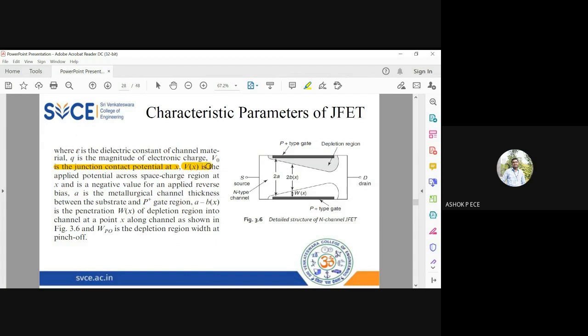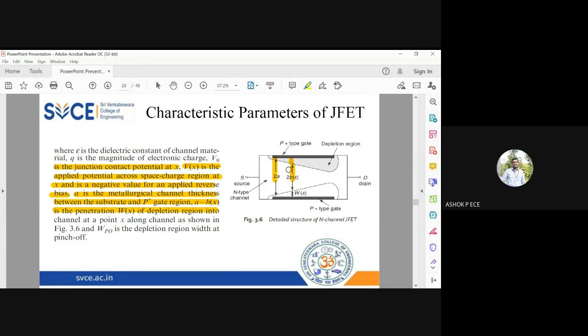V of x is the applied potential across the space charge region at a point at a distance of x, and the negative value is for applied reverse bias. A is the metallurgical thickness between the substrate and the P plus region. A minus B of x is the actual depletion region width. At the starting you find it to be 2A, meaning the upper portion A and the lower portion A, and here the upper portion B of x and the lower portion B of x. So effectively, if I want to find this distance, it is A minus B of x. That gives the width of the depletion region.